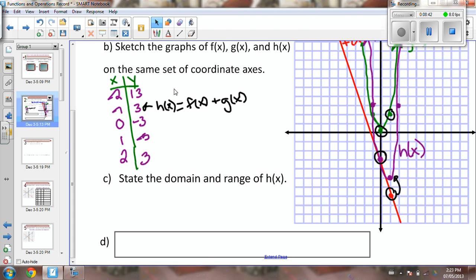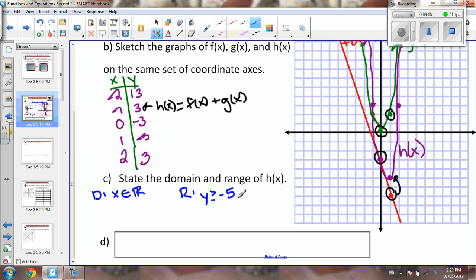So let's state the domain and range of h of x. Well, let's start out with our domain. It's a parabola, so that means x can be anything. X can be an element of the reals, and I'm just doing shorthand here. Range, it's a parabola with a minimum, so that means y has to be bigger than or equal to -5, and in there it can be an element of all the reals. And they just asked for h of x, they didn't ask for f of x there.